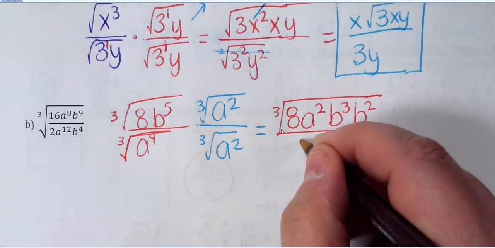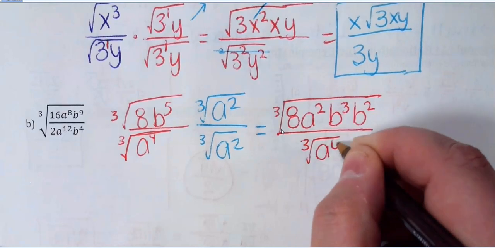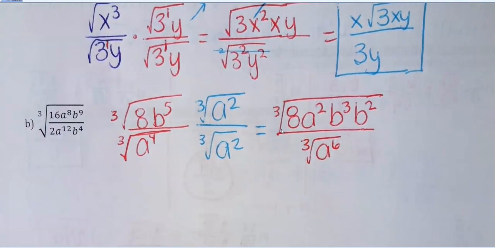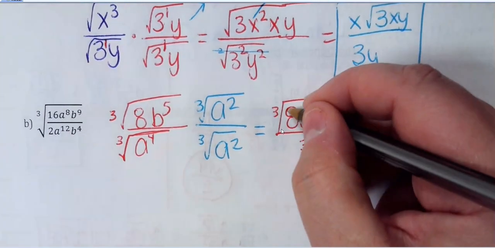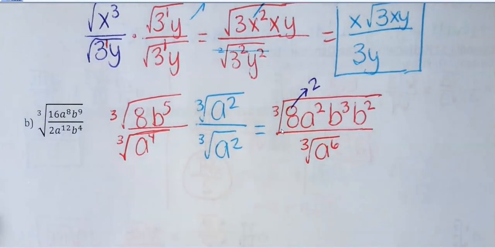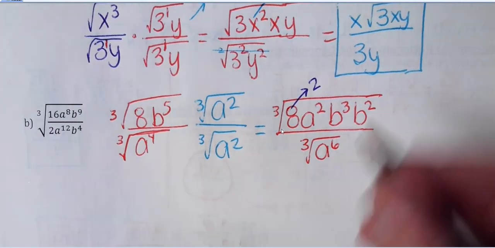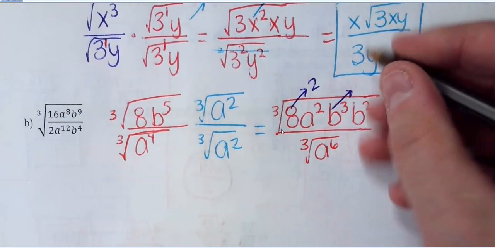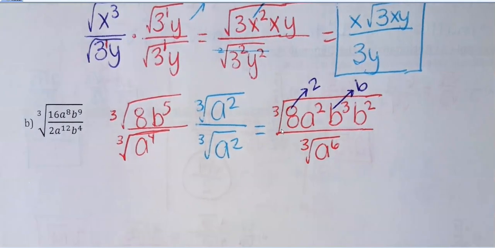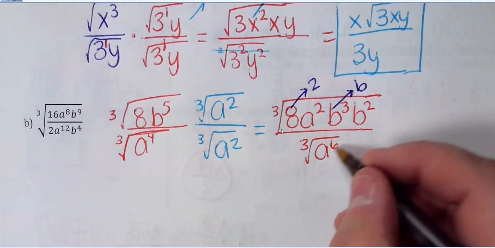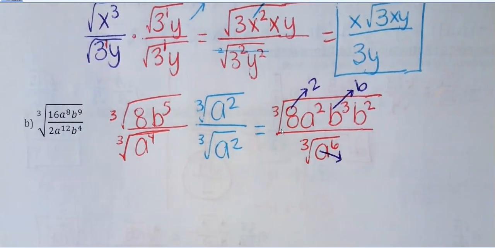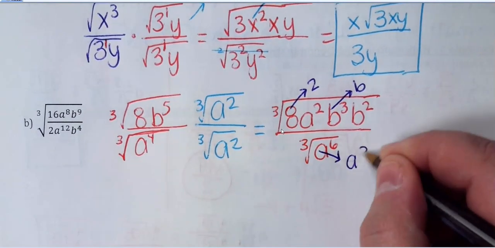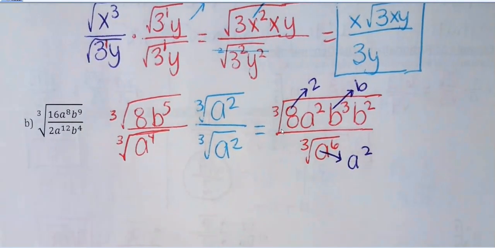Now, the bottom of that is the cube root of A to the 6th, which is a perfect cube. So what I can pull out on the top, actually a couple things. 8 is a perfect cube, so cube root of 8 is 2. This b to the third, I can pull out just b to the first. And the bottom, the whole goal of rationalizing is to create a perfect cube on the bottom. That's going to come out as a squared. So we won't have a radical on the bottom.